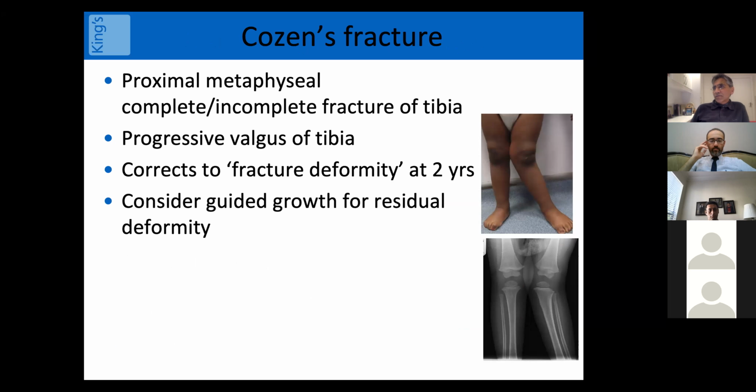So Cozen's fracture or Cozen phenomenon happens after any proximal metaphyseal fracture, whether complete or incomplete. It progressively drifts into valgus, and most of that happens within the first 2 years. It goes into valgus and then comes back to the fracture deformity stage. In the sense, if you reduce the fracture very well, generally by 2 years, it comes back to that status. If the initial deformity was, let's say, 10 degrees, then at 2 years, it will come back to that deformity. It's very interesting. It doesn't correct to normal. But if there's any residual deformity, do not correct it before 2 years, and guided growth works very well.